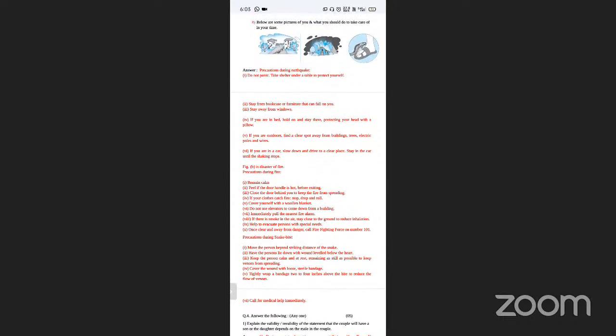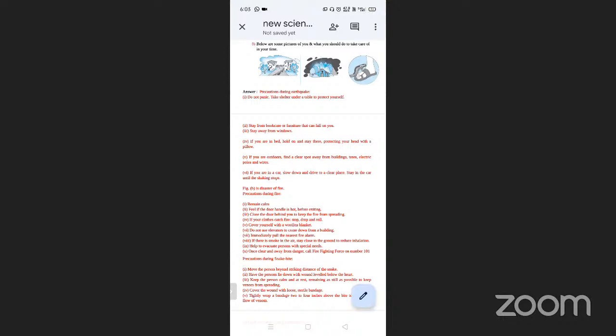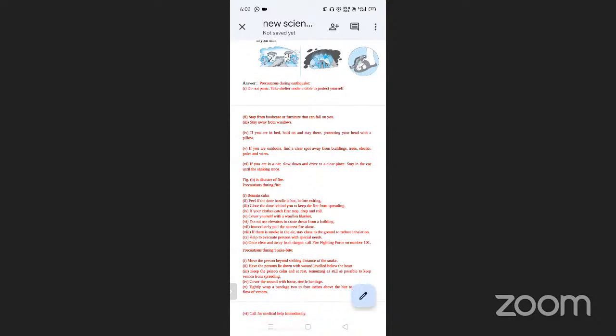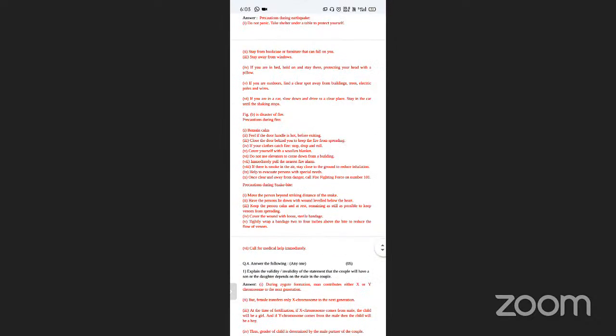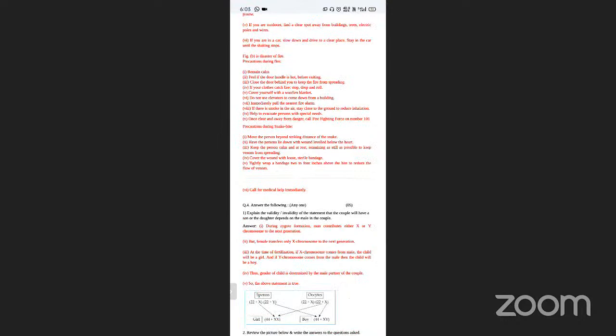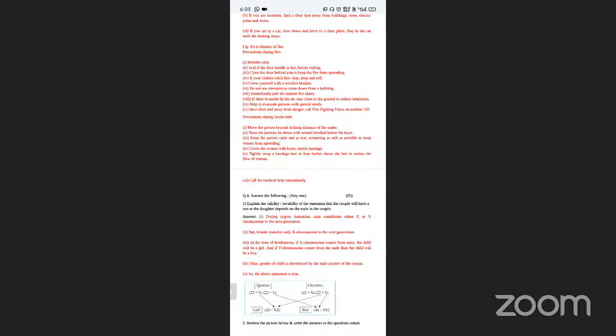Okay, so these are the precautions which you can take during an earthquake, during a fire disaster, or during a snake bite. You need to remember what you will do to keep yourself safe. These precautions I have mentioned, you can remember at least 3 to 4 points each. Okay, so here we have completed question number 3. 8 questions were there. I have explained all the 8.